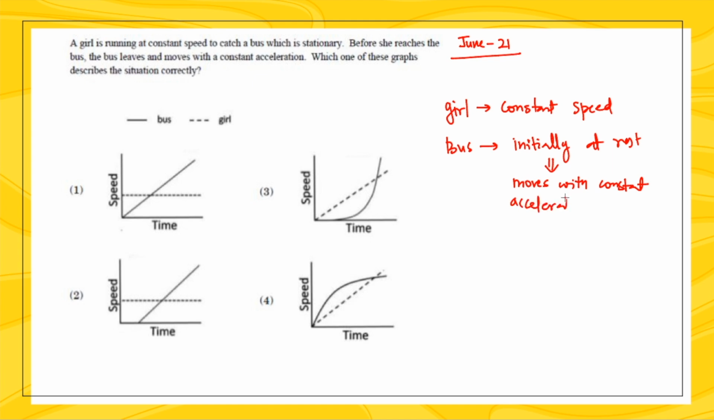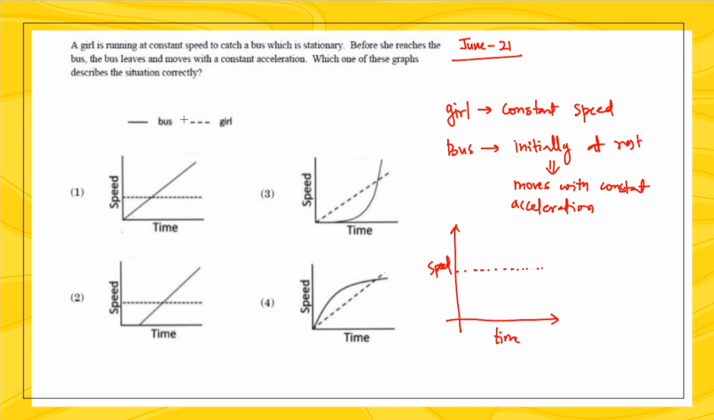Now let's plot both the graphs separately. Talking about the girl, if I plot a speed versus time graph, since she is moving with a constant speed, the graph should be like this. I am making a dotted line because the dotted line is being used for the girl. So it should be a straight line, which shows the constant speed of the girl. And what about the bus then? It says that initially it is at rest, that means it is not moving, and then it is moving with constant acceleration.